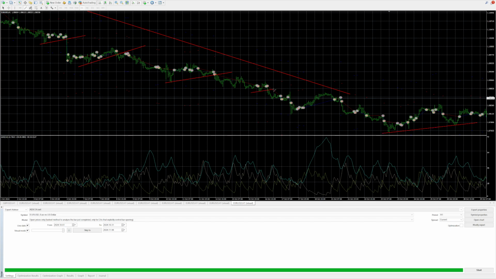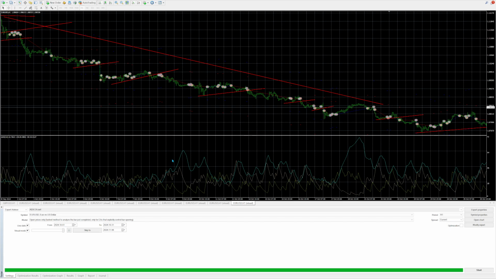Let's have a look here, and you can use the ADX, as I said, to alert you when there are pullbacks. That basically means it's crossing above in the opposite direction.